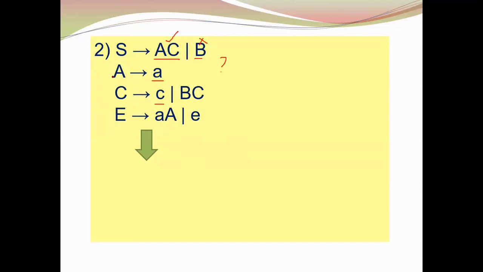And the next one is A tends to a. It is in the form of a terminal only, so no issues. It is useful. And C tends to c is also useful. Then what about this one? C tends to BC. Is it useful or useless?